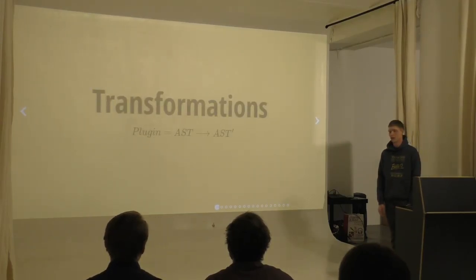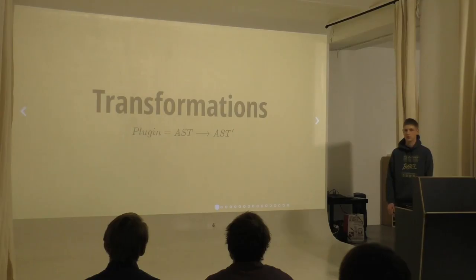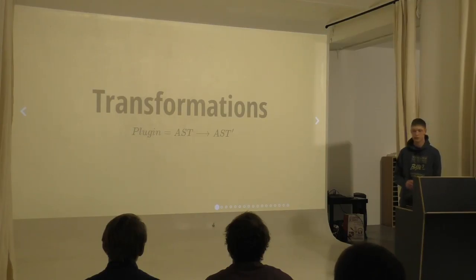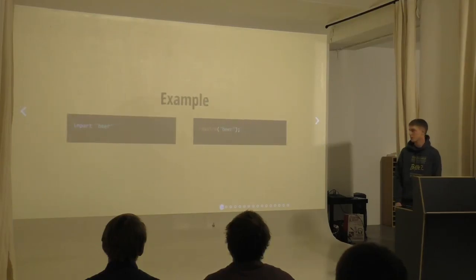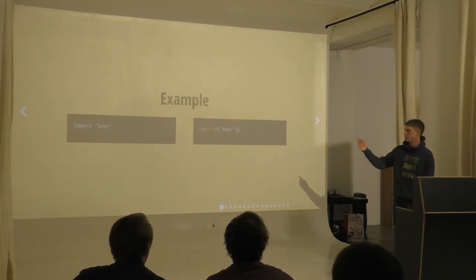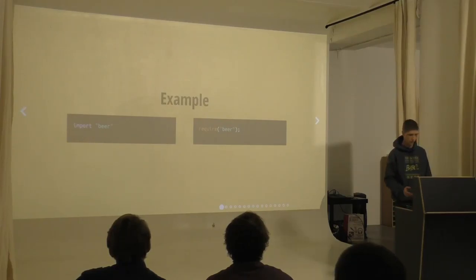So the two plugins I showed you earlier, it's what we call transformations in Babel. So this is the definition of a plugin in Babel. You just take one AST and output another AST. So this is a plugin. Every plugin in Babel is doing this. And one example is the transform that transforms the ES modules into CommonJS. So just taking the import node and outputting a require node. This is an example, but a really simple thing.